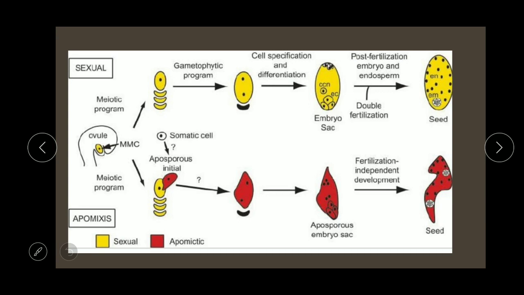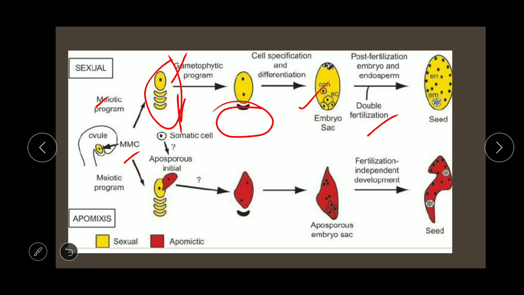Okay, so you can see the diagram. In the sexual mode, from the megaspore mother cell, as I have already told, 4 megaspores are formed. Of them only one remains active and the other 3 degenerate, and cell specification takes place, the embryo sac forms, and double fertilization, that is syngamy and triple fusion, takes place to form the embryo.